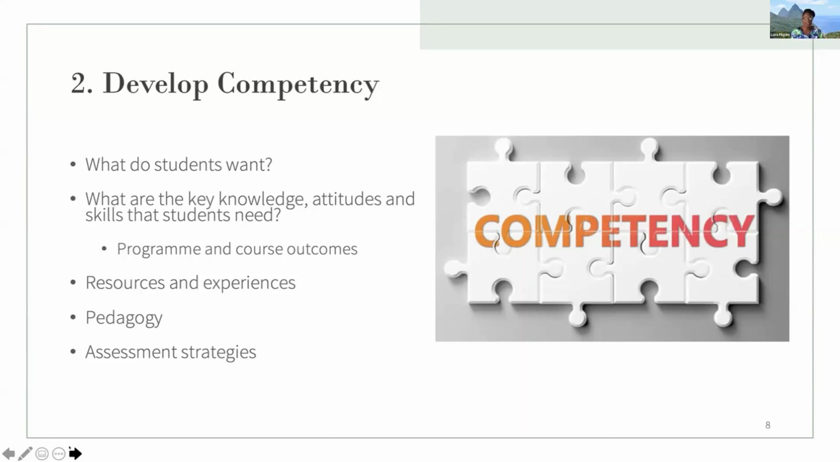What is the knowledge, skills, and attitudes they need? You know about the program and course outcomes. You know about the learning outcomes. What resources will they need? What experiences do they need to have? And then we get to the pedagogy, which is what Claire and several others, I think, earlier in the discussion were talking about.